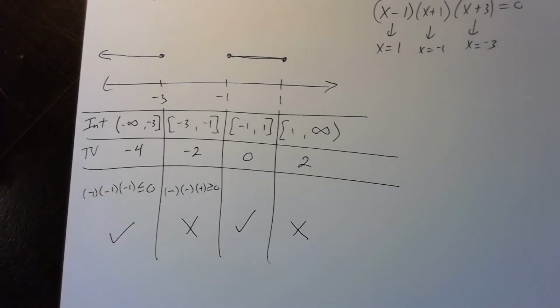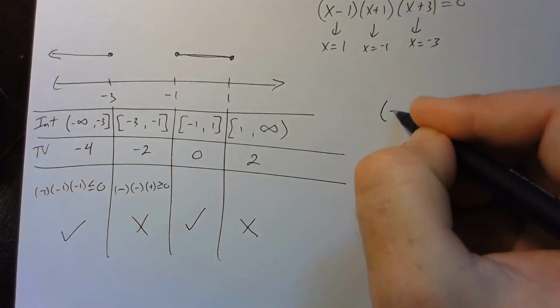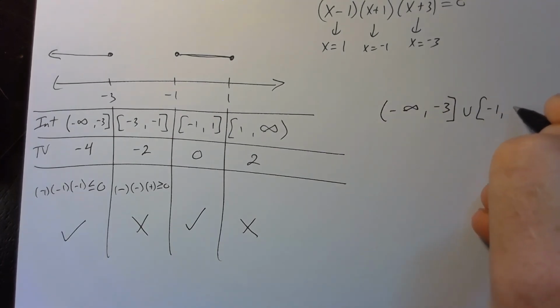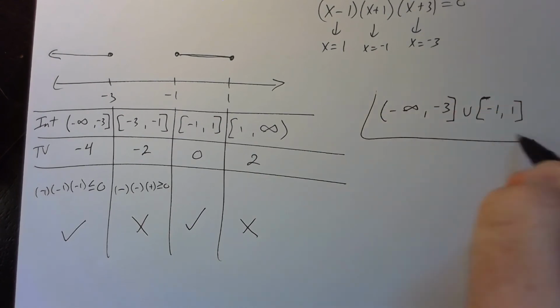And then my solution set in terms of my final answer is going to be negative infinity to negative 3 with a bracket, unioned with negative 1 to 1 with brackets. And that is how you would solve, again, a polynomial inequality.